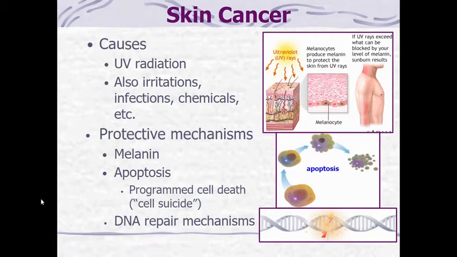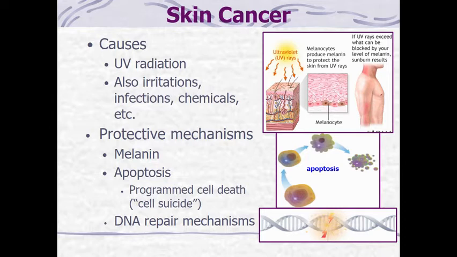Main causes of skin cancer is UV radiation. It could also be caused from repeated skin irritations, infections, different chemicals. Your body has different protective mechanisms to try to prevent this. Melanin, like we talked about, forming that shield so that the ultraviolet radiation cannot get to the nucleus and damage the DNA.